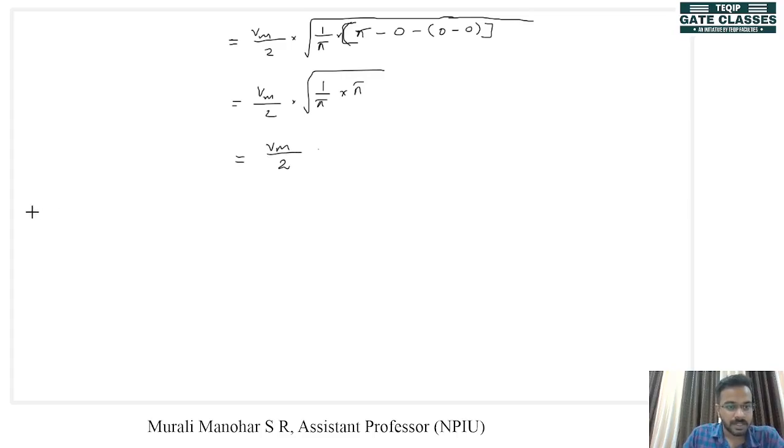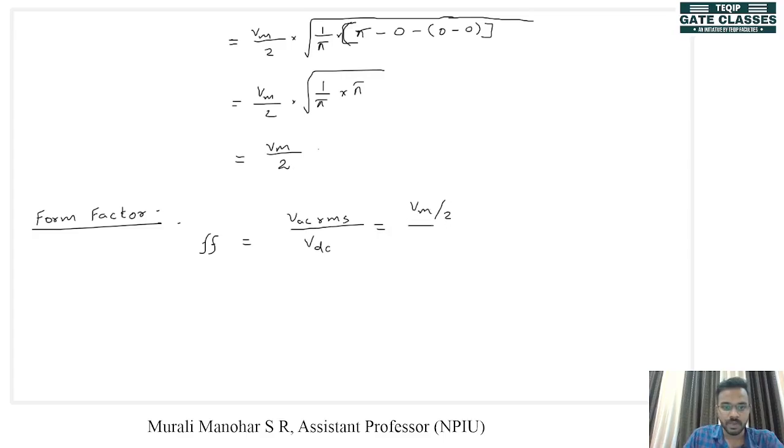Now the next parameter is form factor. Form factor FF is given by V AC RMS divided by V DC, which is the average value. In this case, RMS is Vm by 2, average is Vm by pi. So form factor is pi by 2, which is 1.57. Okay.